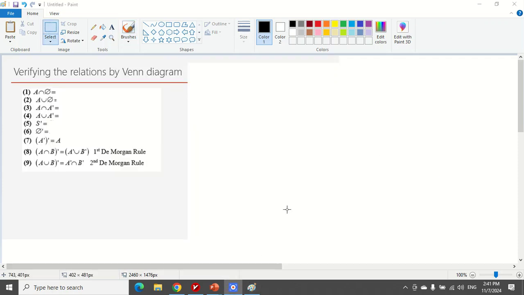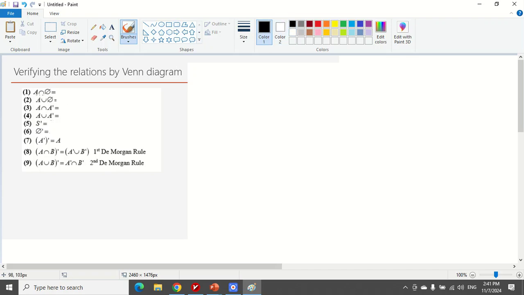So at the end of this lecture for today, we just have some relations over here that we need to verify by using the Venn diagram. At the beginning, let us discuss the cases that we have over here and calculate the value that we should consider.